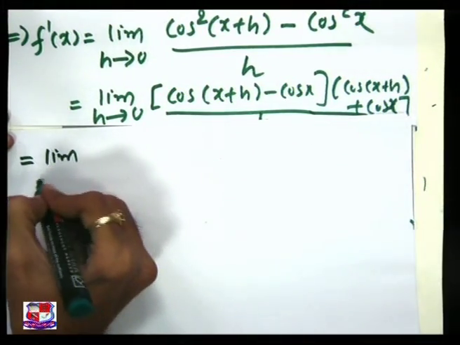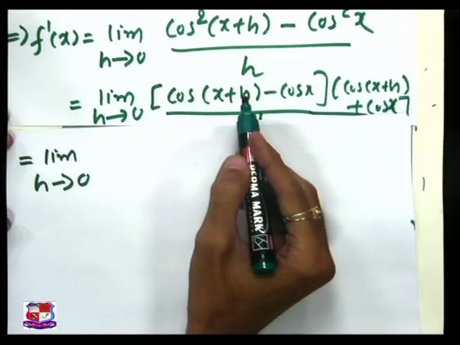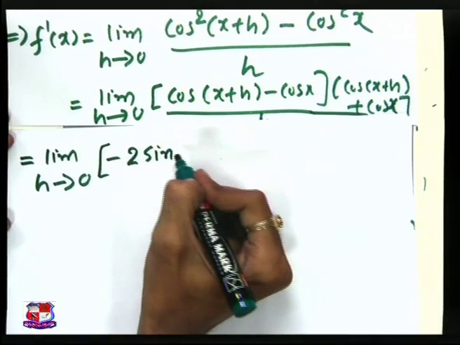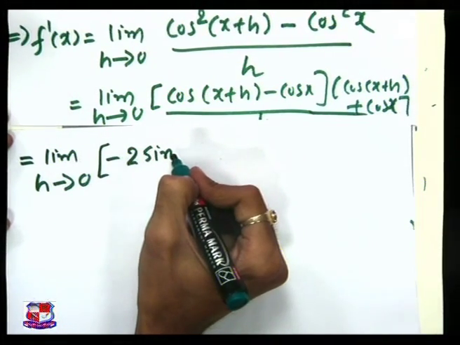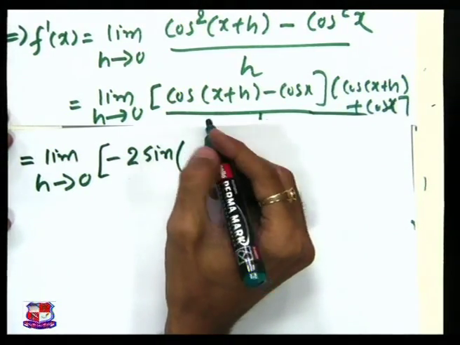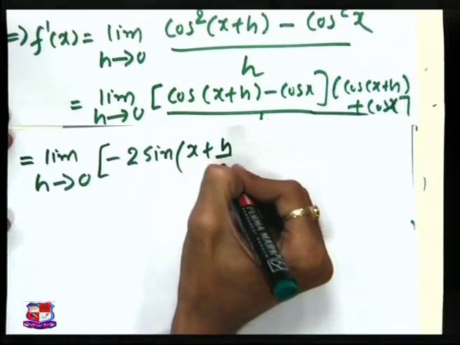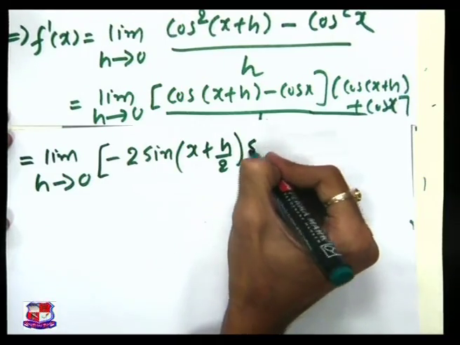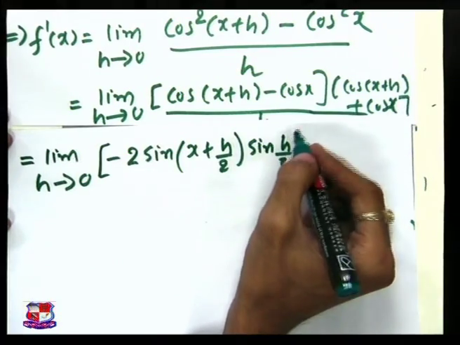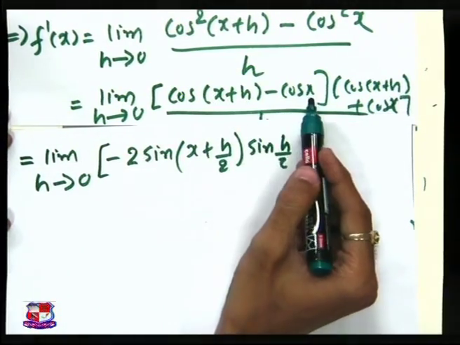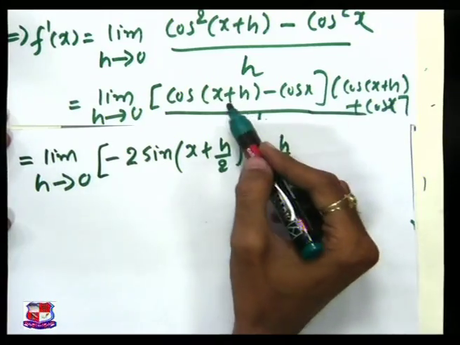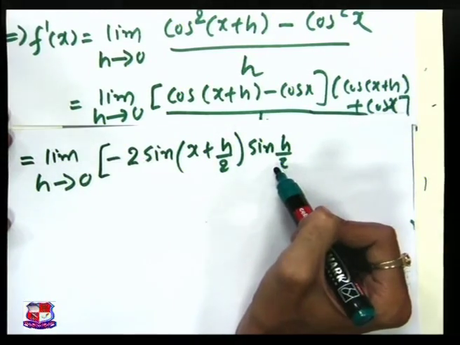this one is equal to limit h tends to 0, cos C minus cos D, that is minus 2 sin, so that is equal to minus 2 sine of x plus h by 2 into sine h by 2. For the cos C minus cos D, that is minus 2 sin, because the first one, x plus h plus x divided by 2, that is 2x plus h divided by 2, that is x plus h by 2, and again x plus h minus x, that is h divided by 2, so that is sine h by 2.